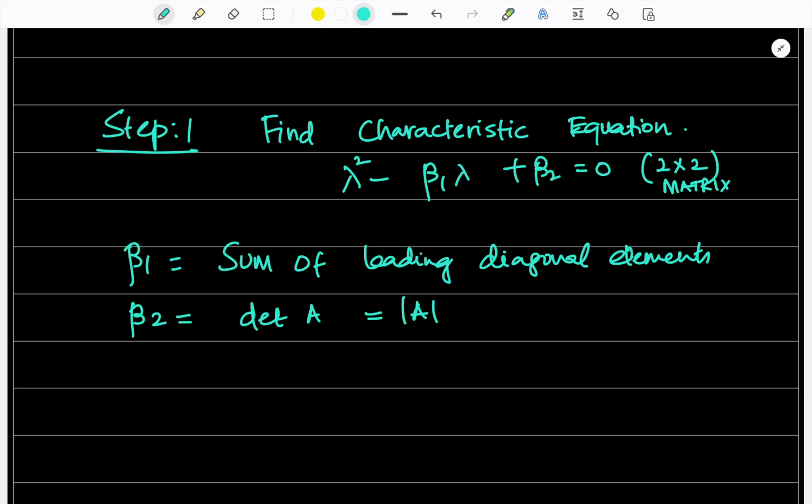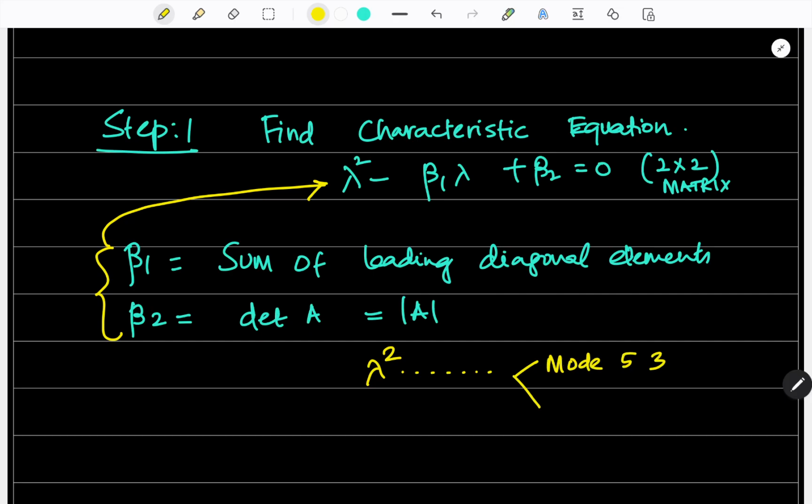After you find beta 1 and beta 2, you are going to put this beta 1 and beta 2 in this equation. So you will get an equation in lambda square, right? Once you get an equation in lambda square, then use mode 5, 3. Then you will get lambda 1 and lambda 2. So this is called eigenvalue.